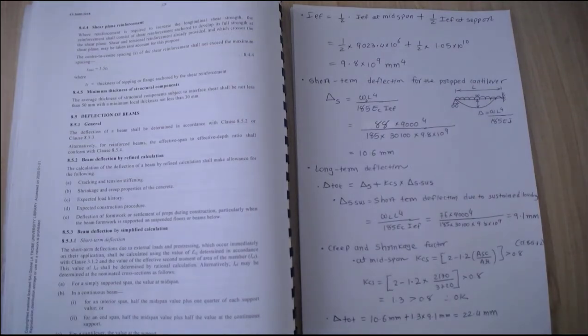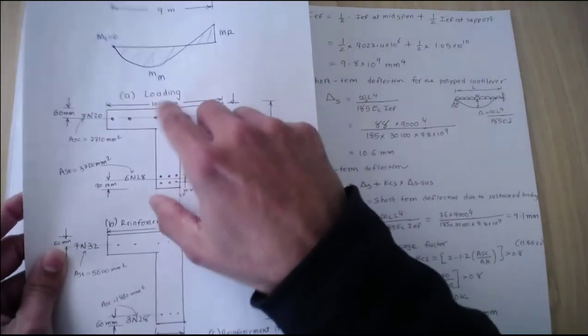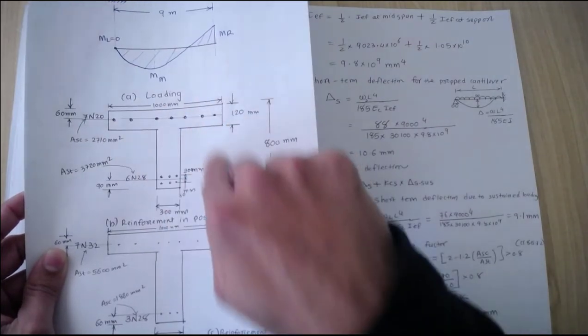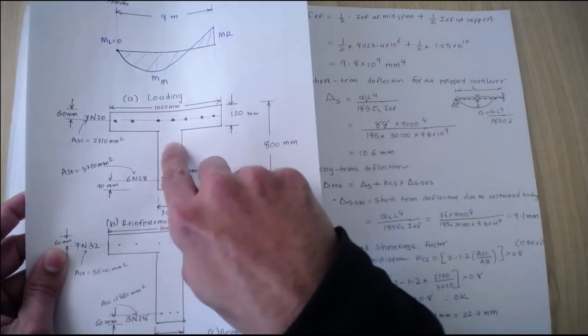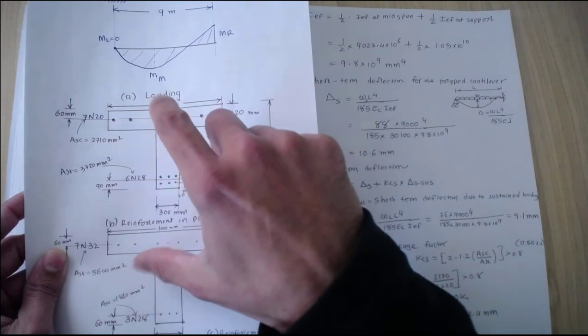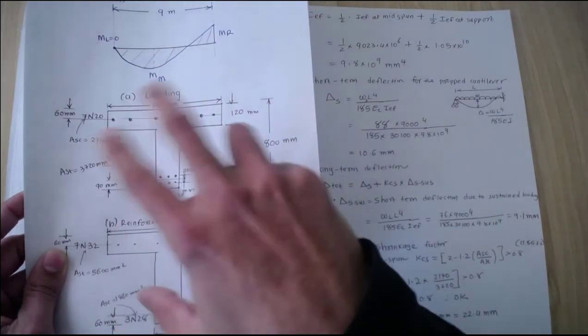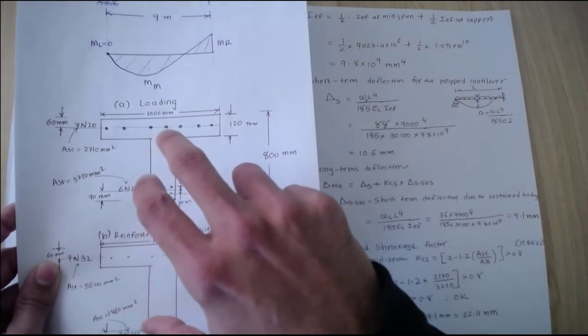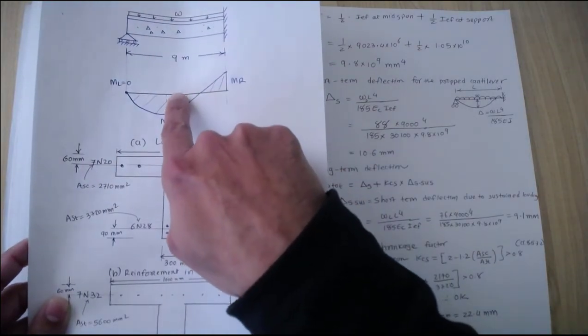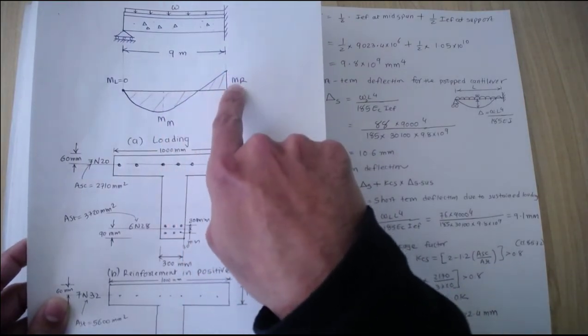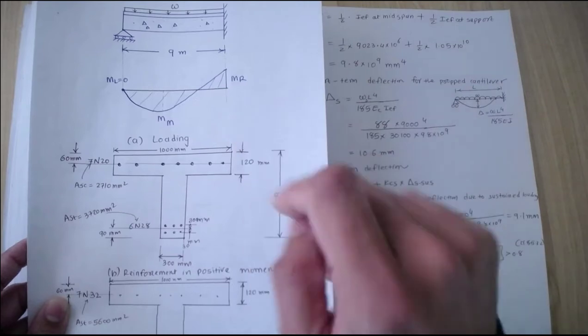So what happens here at the start, we found the centroid of these without reinforcement. We just take the geometry and we found the centroid of this cross section. Then we calculate the I value taking the geometry, which is the uncracked moment of inertia. Then we calculate the I effective at the mid span, and we calculate the I effective at the support.